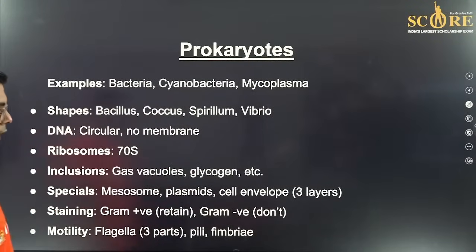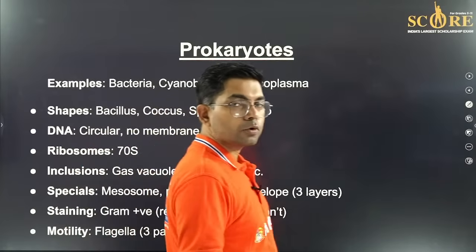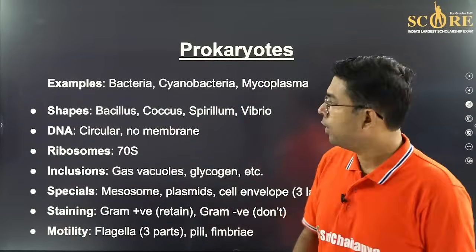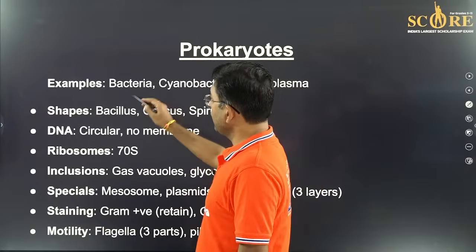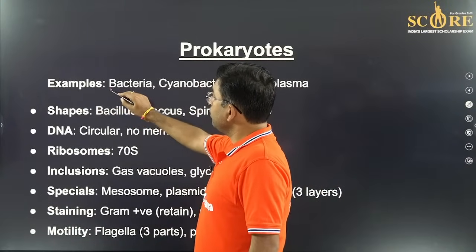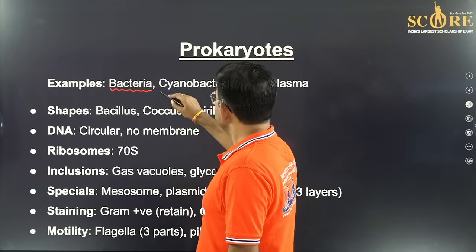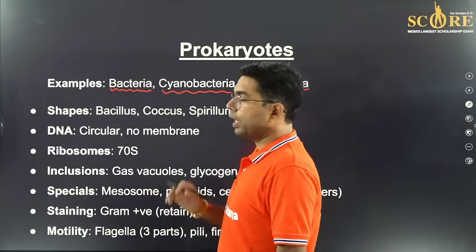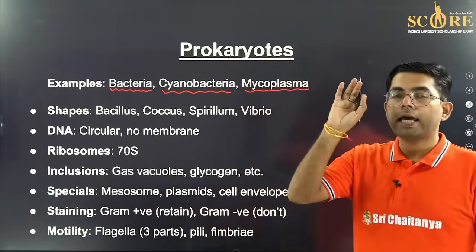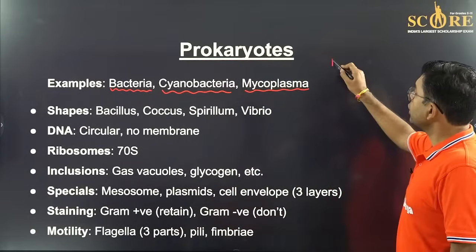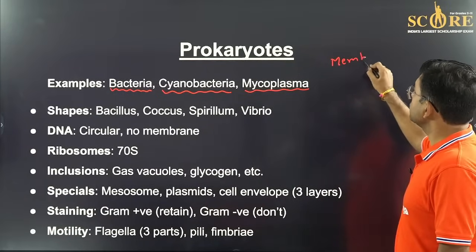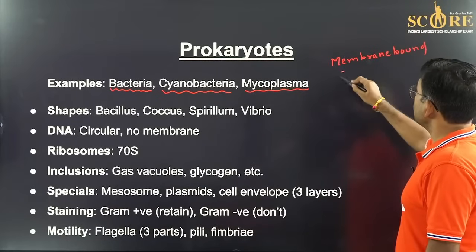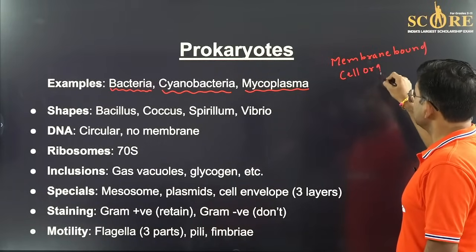Then we have just seen that there are 2 types of cell, prokaryotic cell and eukaryotic cell. So what are the characteristics of prokaryotic cell? Prokaryotic cell includes bacteria, cyanobacteria and mycoplasma. They all are prokaryotic. Now already I have told you the characteristic, that they do not have membrane bound cell organelles. Membrane bound cell organelles are absent.